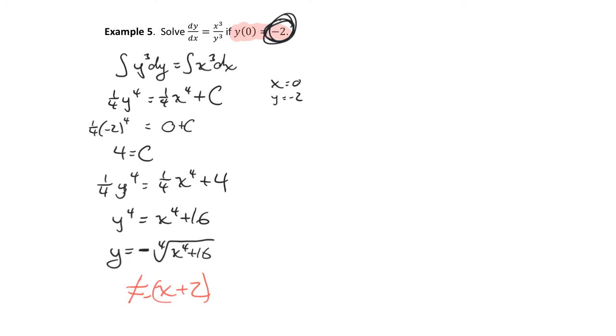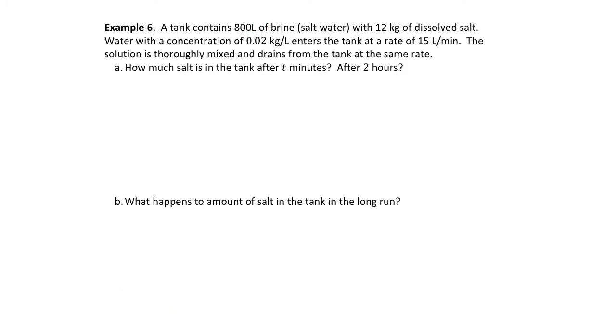For our last example, we have an application problem where we have a tank of salt water whose concentration is changing because we're adding salt water in that's a different concentration while draining the tank at the same time. Our tank has 500 liters of salt water, which contains a total of 12 kilograms of dissolved salt.